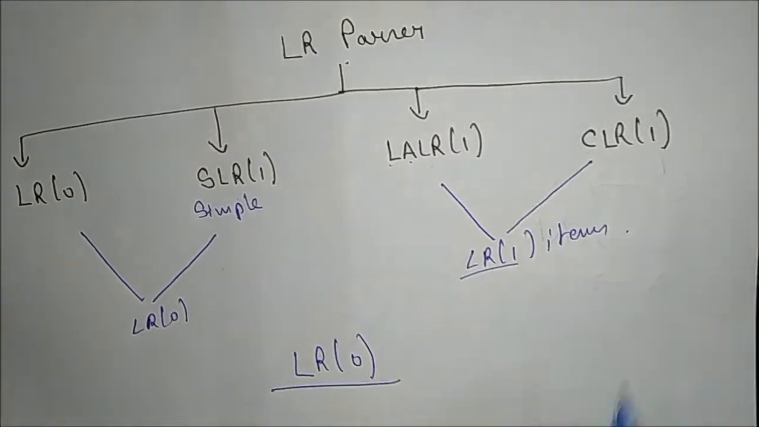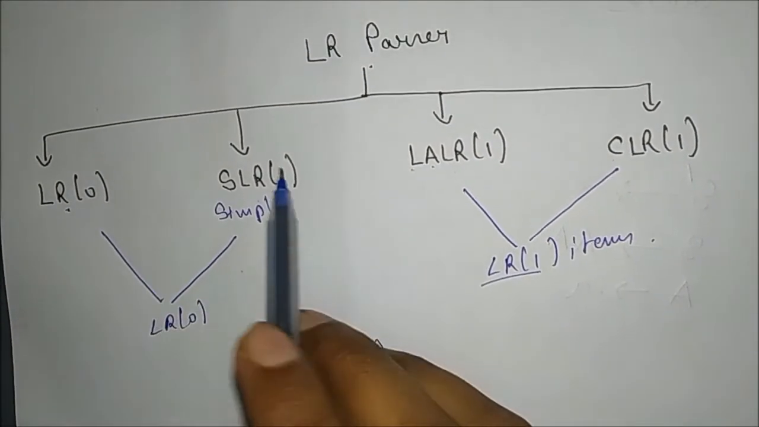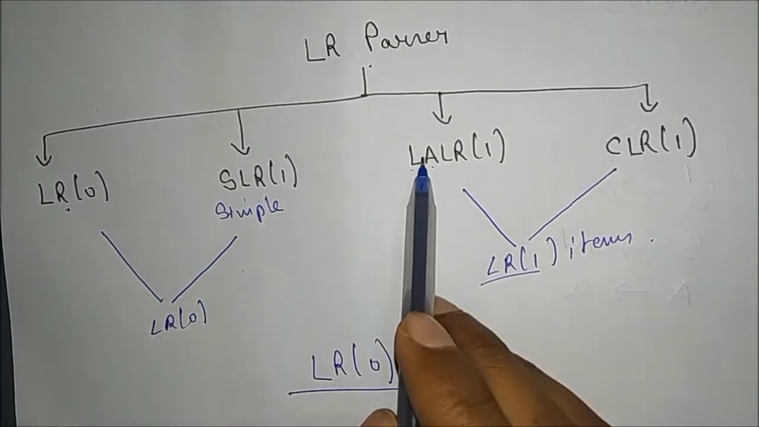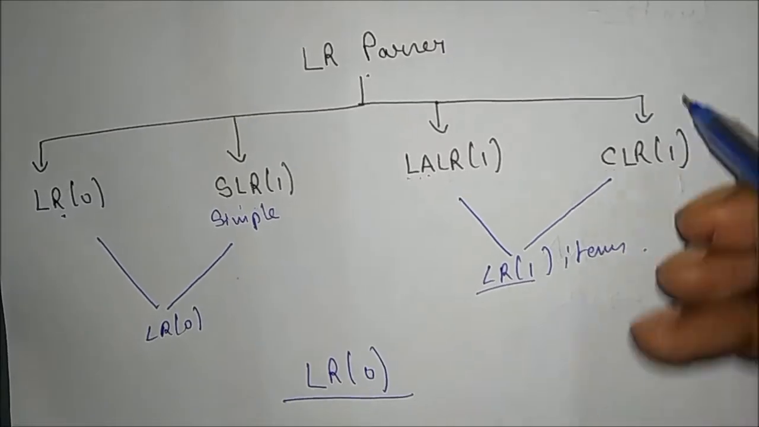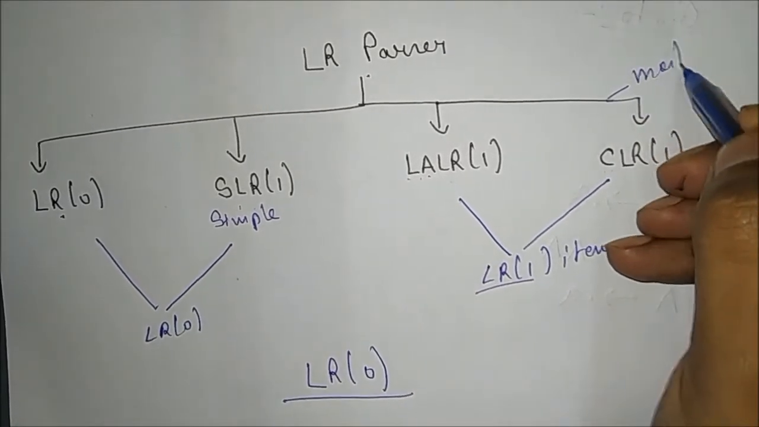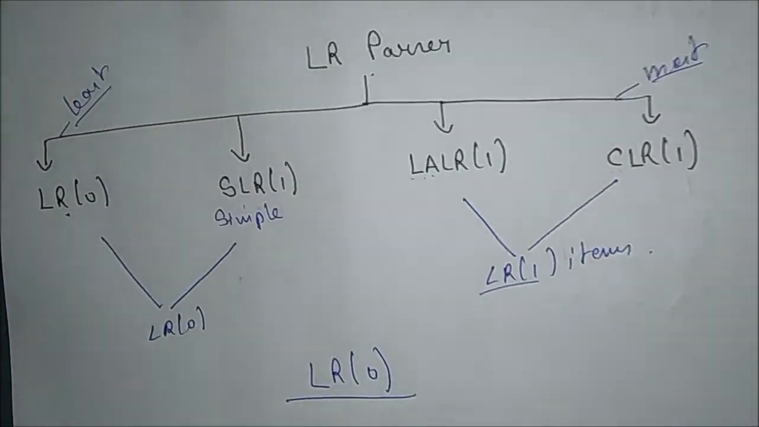Another thing is that LR0 is less powerful than SLR1, SLR1 is less powerful than LALR1, and LALR1 is less powerful than CLR1. This means the most powerful is CLR1, and LR0 is the least powerful parser.